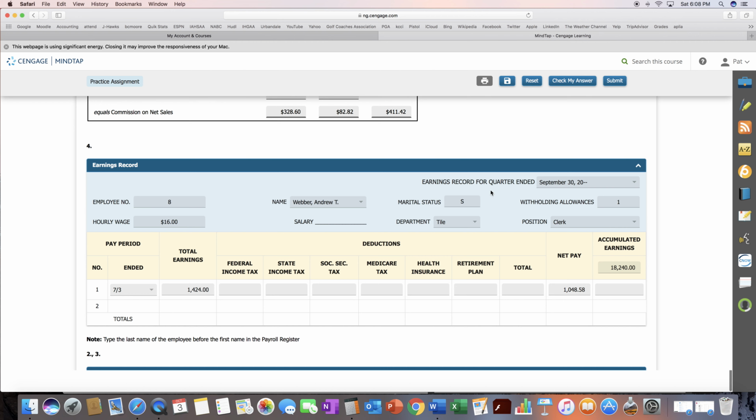It's the employee earnings record. Accumulated earnings is not adding net pay. Accumulated earnings is all the money you make prior to deductions. So 18,240 plus 1,424 equals the accumulated earnings. And there you go. That is how you do the work together.